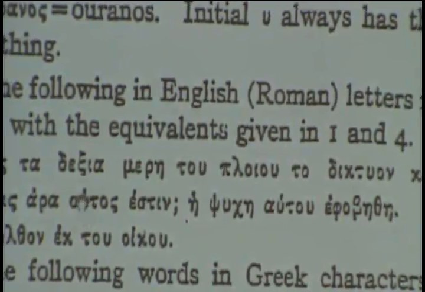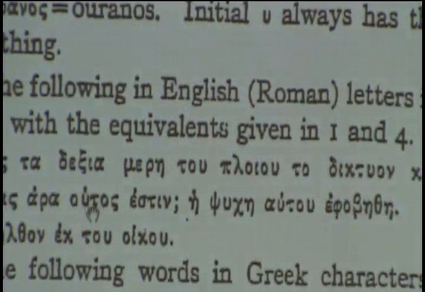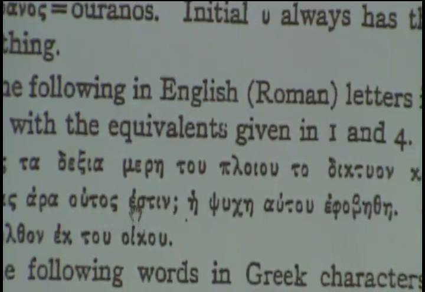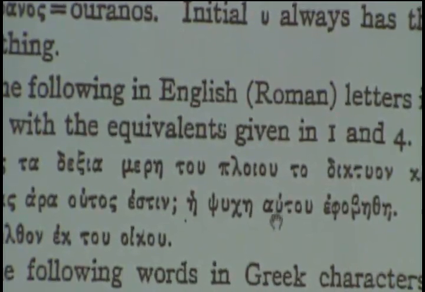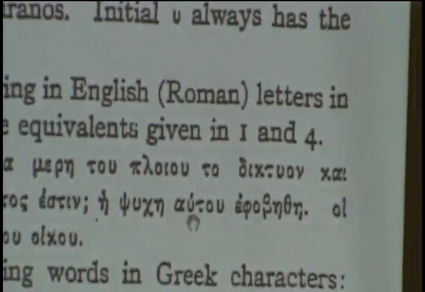Remember, over the epsilon, always rough breathing. Kutos. This is smooth breathing. Estin. And this is rough breathing. Hey. Suche. Suche. Then this is smooth breathing. Out. Out two.